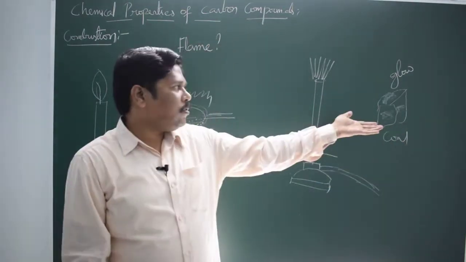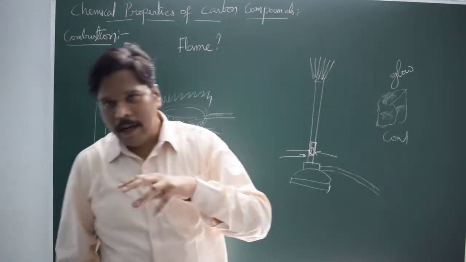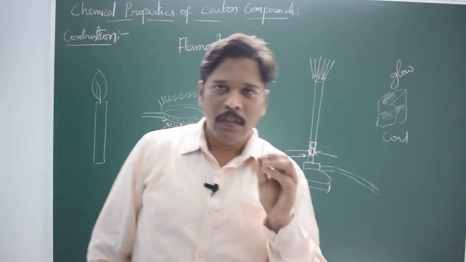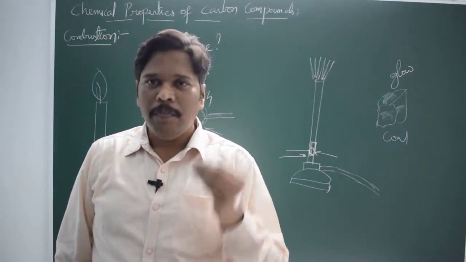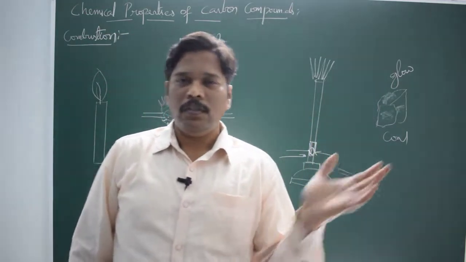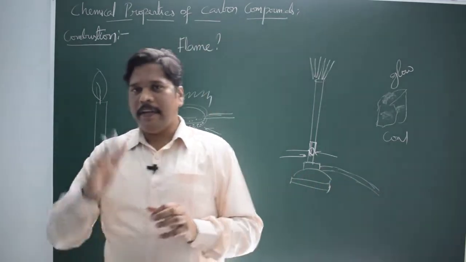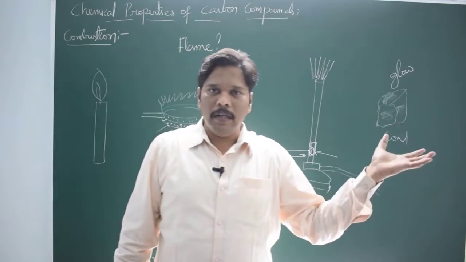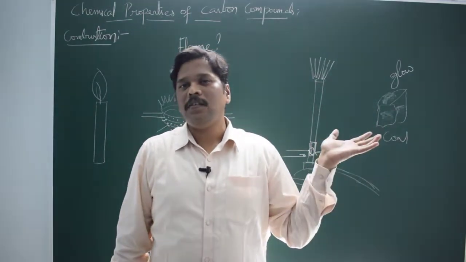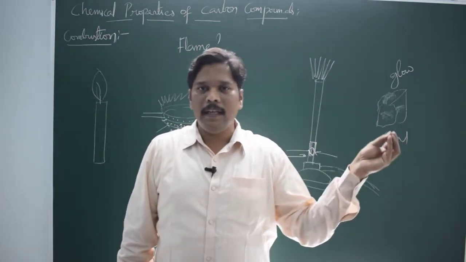So the coal also, if it does not have any volatile material and if it is a pure form of solid carbon, then it is not going to produce any flame. So you can understand, when a gaseous substance burns, a flame is produced. When a solid burns, there is no flame because there is no volatile material in it.